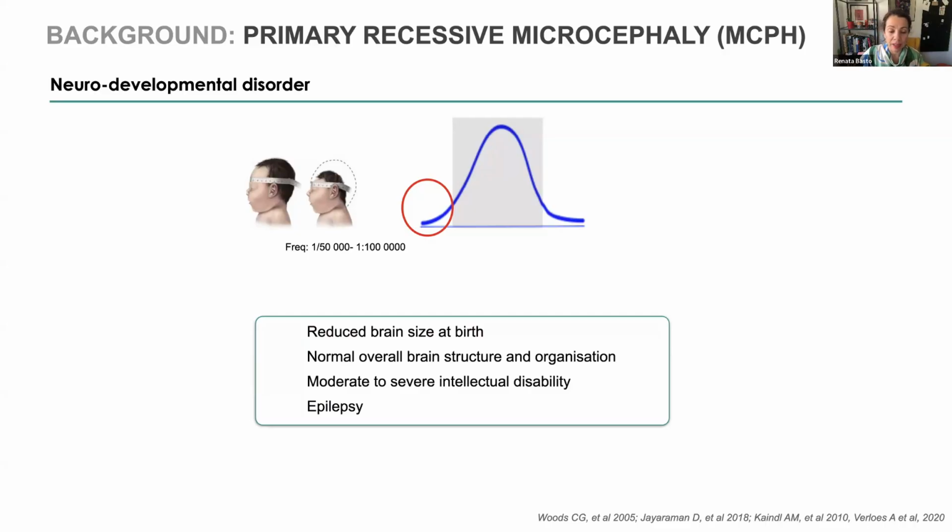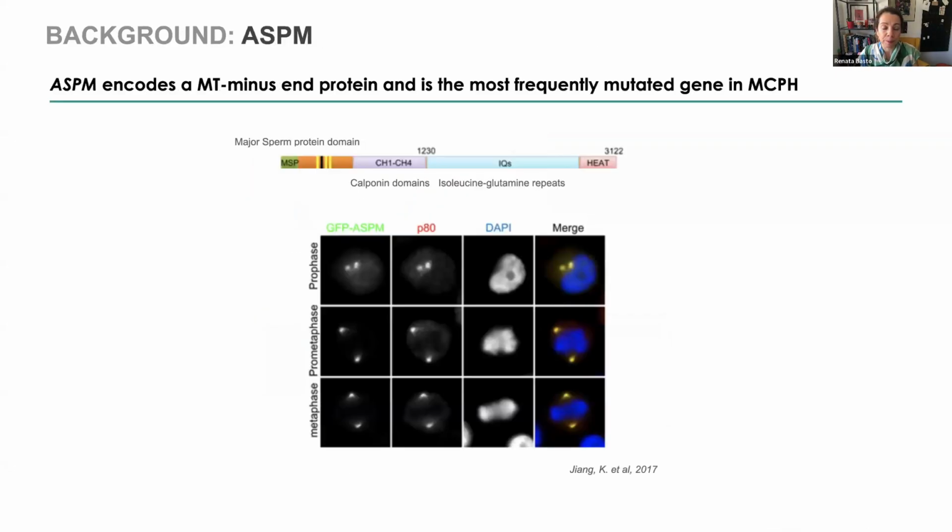And what is interesting from a centrosome point of view, which is where our entry point is for aneuploidy or even polyploidy, is the fact that mutations in genes encoding mitotic proteins, among those many centrosomal proteins, have been identified in MCPH. One of them is ASPM, which is a microtubule binding protein, and it's actually the most frequently mutated gene in MCPH. And ASPM has several domains, such as calponin homology domains and isoleucine-glutamine repeats, IQ repeats.